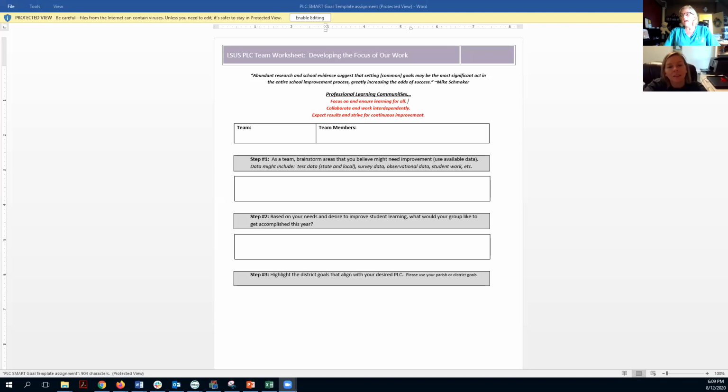Okay, there we go. Okay, so in terms of doing a worksheet or this particular template, you're going to be thinking about the professional learning community either that you're in or one that you would like to be in. So you can either use the real thing or you can do a pretend one. Either one is going to be fine. So remember too that our professional learning communities focus on and ensure learning for all. It's to help us to collaborate and work interdependently. And of course, it's about really getting results and it's part of that continuous improvement process, okay?